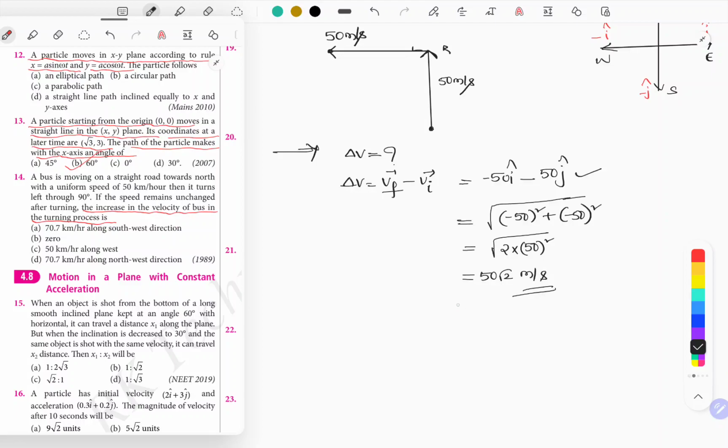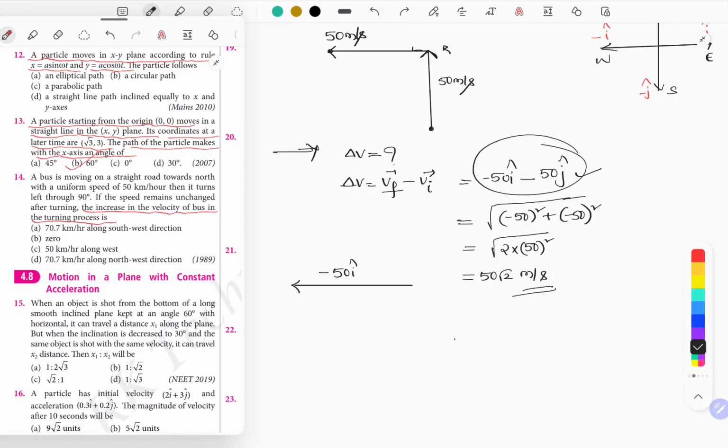I have to represent the direction, right? So with the help of this I have to represent the direction. First you have to represent the first vector, that is minus 50 i cap. Okay, next vector, it is represented as minus 50 j cap. So how to draw the resultant vector? Actually I have to draw this vector.